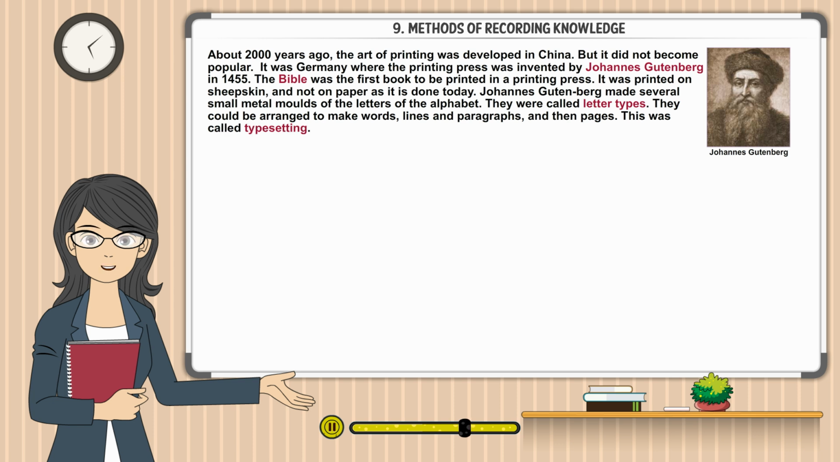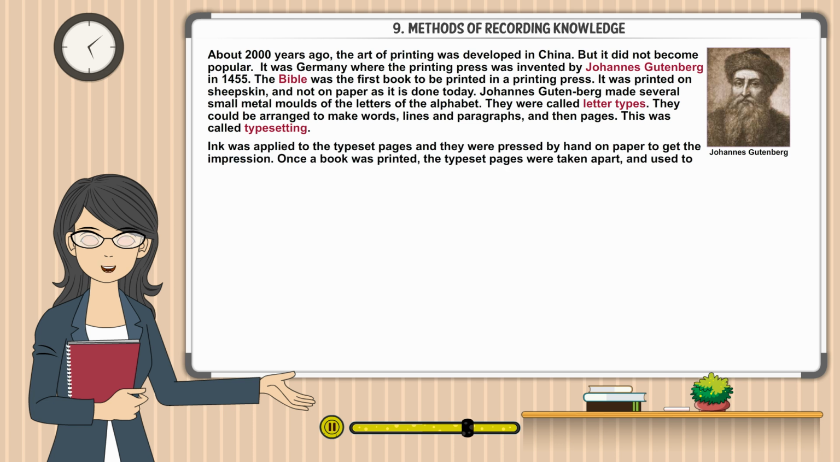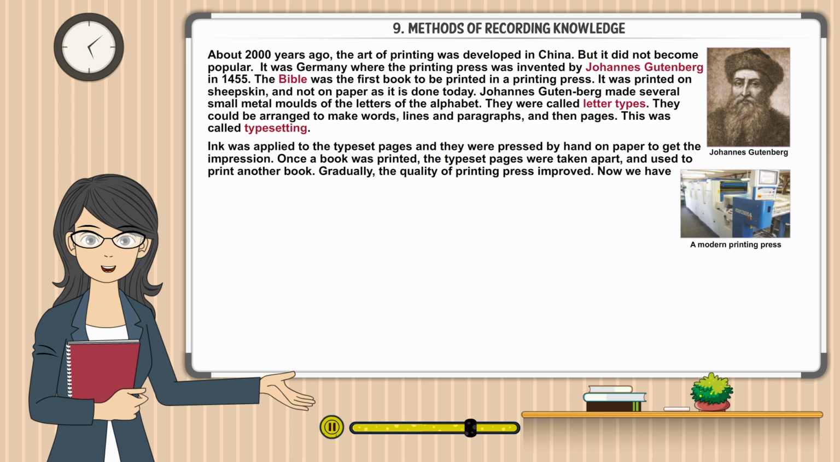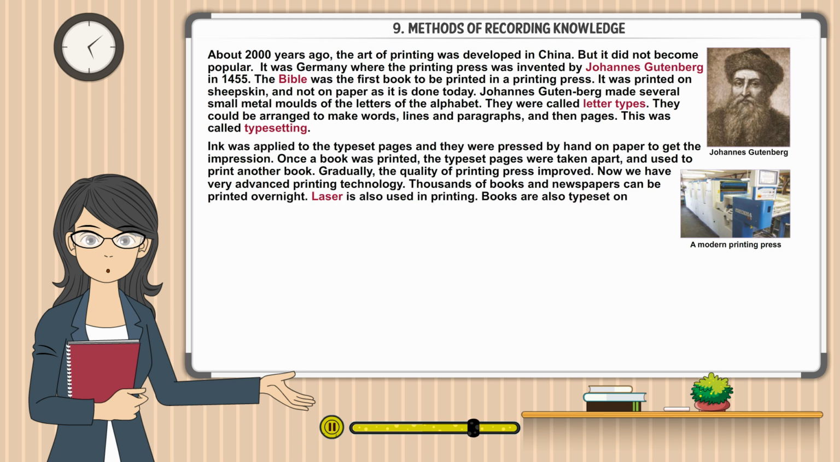This was called typesetting. Ink was applied to the typeset pages and they were pressed by hand on paper to get the impression. Once a book was printed, the typeset pages were taken apart and used to print another book. Gradually, the quality of printing press improved. Now we have very advanced printing technology. Thousands of books and newspapers can be printed overnight.